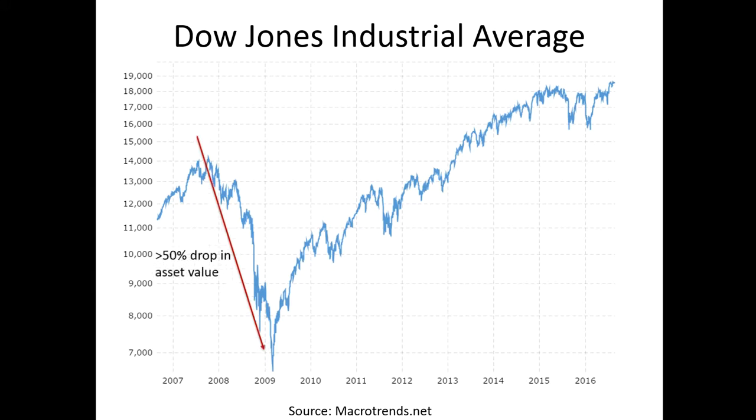How much? Well, if we look at the difference between the peak around the end of 2007 and the trough down here just after 2009, somebody who had basically indexed the Dow Jones Industrial Average with their investments would have lost over 50% of their asset value. Now, that's an extreme drop, right?